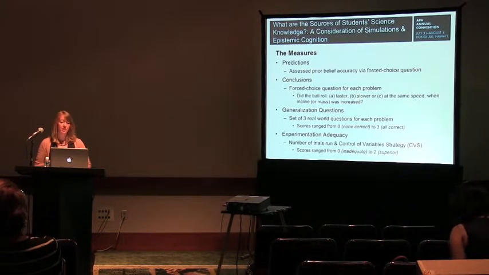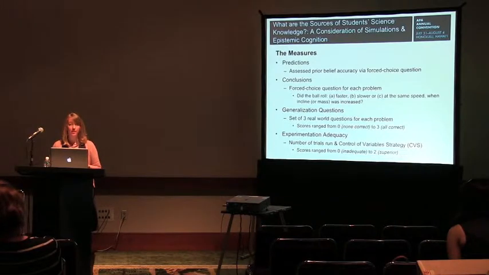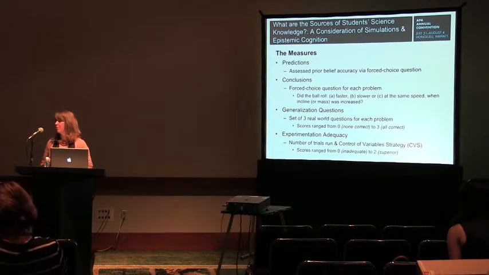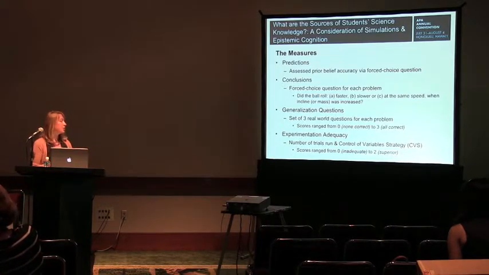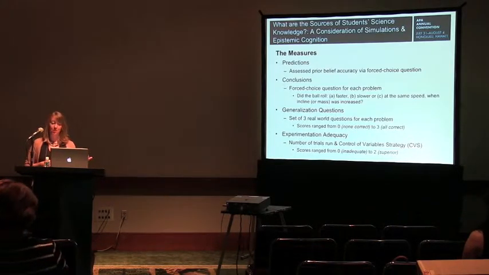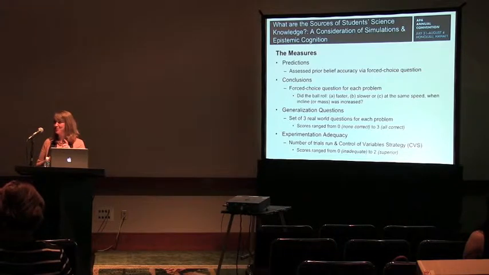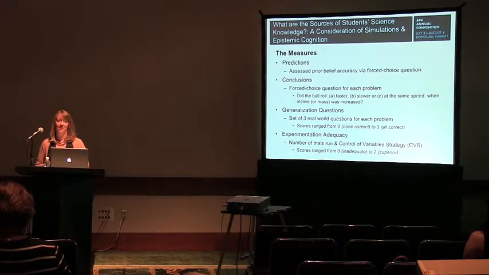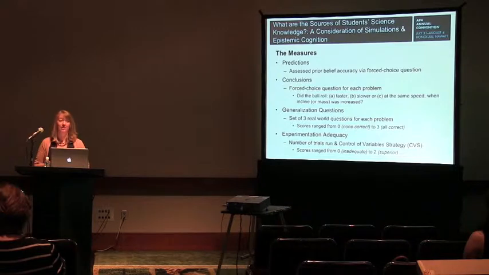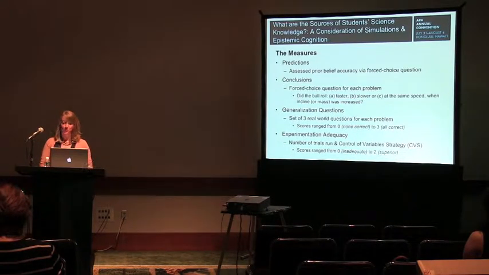We also looked at their experimentation adequacy. And to measure experimentation adequacy, we were interested in the number of trials that they ran and whether or not they used a control variable strategy. So you can see here that scores ranged from 0 to 2. And so 0 meant that they were not controlling variables, and they were running 1 or fewer trials, so no trials or 1. So you might say, how does that experiment happen? If you want to stick around after the talk, I can show you videos of how that experiment happens. But there are students who actually never set up a valid experiment to test the question of interest. To get a score of superior, they actually ran more than 1 trial, and they controlled variables in a way that they could actually answer the research question of interest.